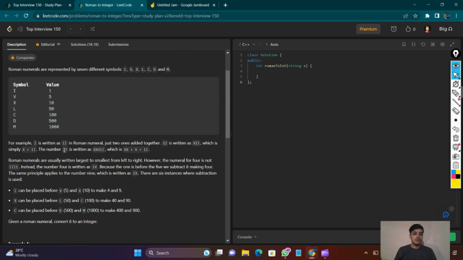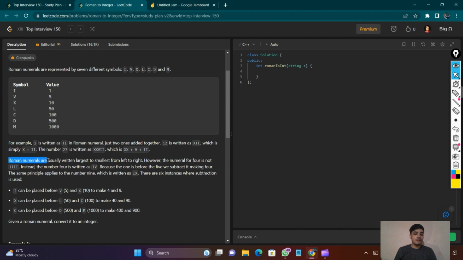Now again, if you see 27, it has been written as XXVII. So it is again XX plus V plus II. If you add all this, here XX is equal to 20, V is 5, and this is 2, so it is going to equal 27. So what is happening here is that in Roman numerals we are just adding the values respective to their symbols. Okay, now let's see the next paragraph.